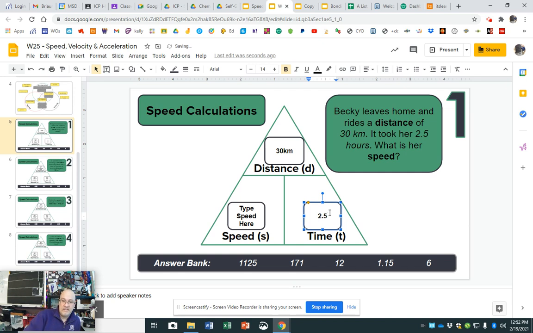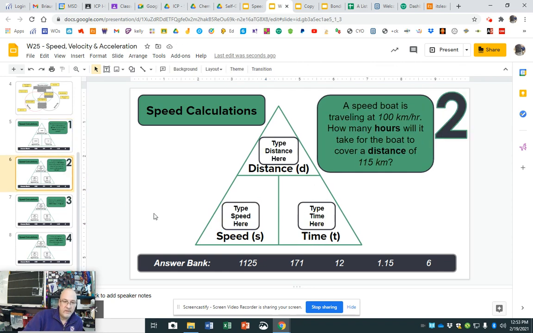And then how do you find the speed? Well, speed is distance divided by time. So it's 30 divided by 2.5. And on your handy dandy calculator, you say 30 divided by 2.5 equals 12. There's an answer bank right there, 12. 12 what? Well, it's going to be kilometers per hour, because you got kilometers up here, hours down there. If you cover up the speed at the top, you know it's a divide.